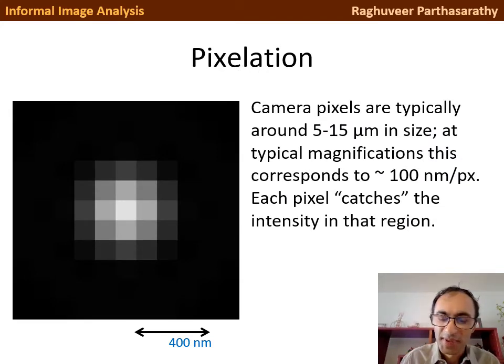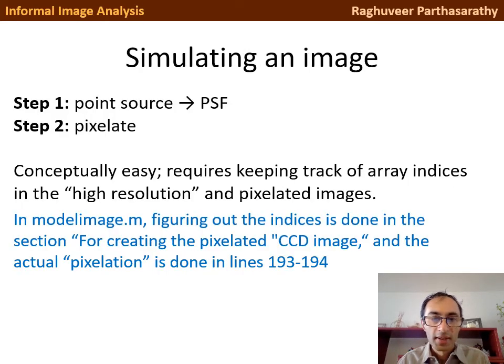So every camera has pixels, and these typically are around 5 to 15 microns in size in modern cameras. And at the magnifications that one typically uses, this corresponds in the focal plane to an image scale of around 100 nanometers per pixel. And of course, you should know what that is for your exact system. Now, each pixel then catches the intensity in that 100 nanometer by 100 nanometer box. So step 2 in our simulated image is performing that pixelation.